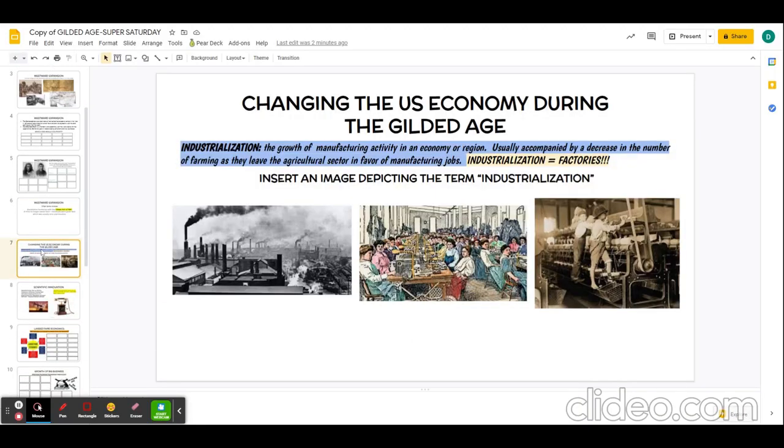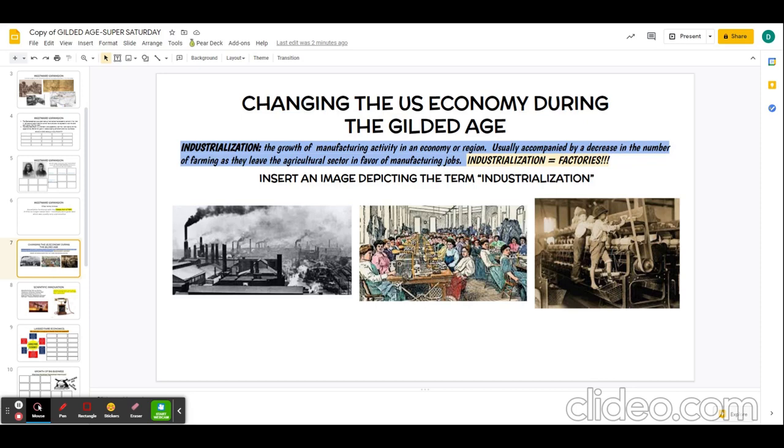Now, focusing back to the cities, you need to remember this key phrase, industrialization. Think industrial, industry, factories. So in your mind, know that the vocabulary term industrialization means factories. It is the growth of manufacturing activity in an economy or region, usually accompanied by a decrease in the number of farms and farming. And that was true of the Gilded Age.